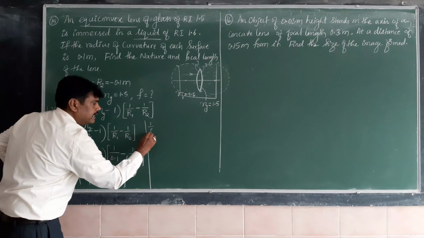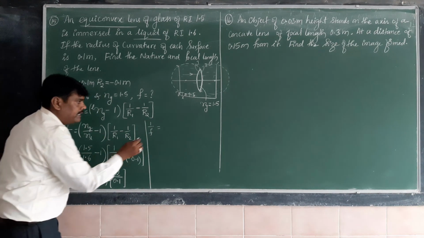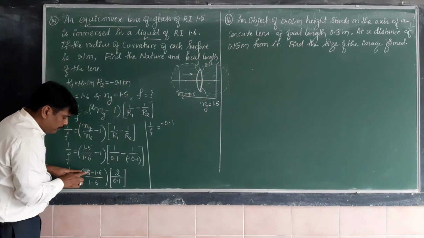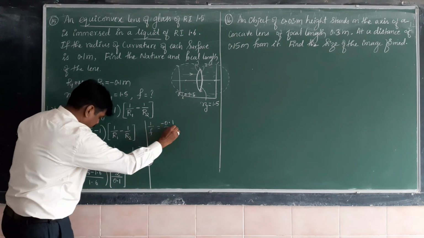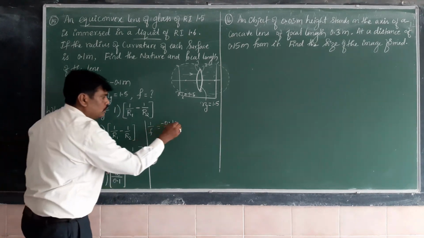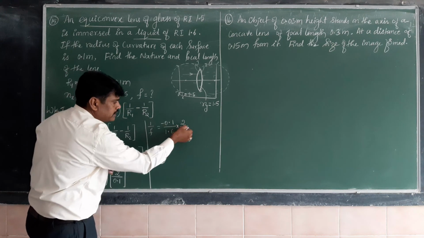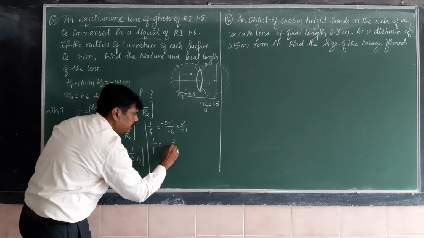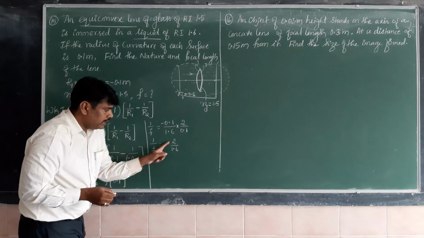So 1 by f is equal to 1.5 minus 1.6, which is 0.1 with negative sign, because 1.5 minus 1.6 is minus 0.1, whole divided by 1.6 into, here it is 2 divided by 0.1. So 0.1 gets cancelled. In the next step, 1 by f is equal to minus 2 divided by 1.6. See here, 1 by f is minus 2 by 1.6.